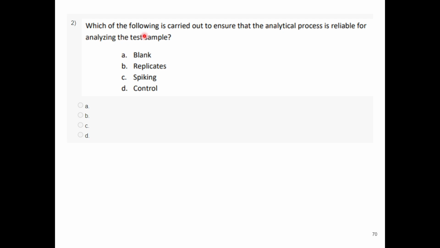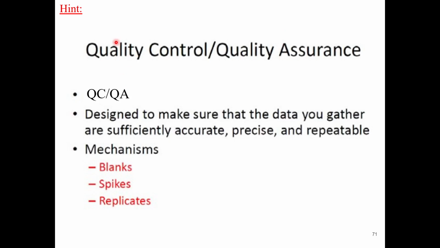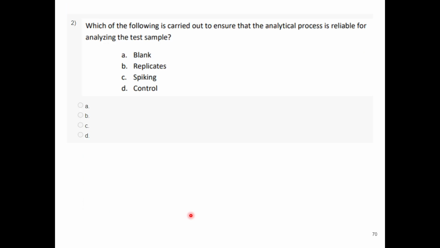Second question: which of the following is carried out to ensure that the analytical process is reliable for analyzing the test sample? A, blank; B, replicates; C, spiking; D, control. The answer to this comes directly from the quality control and quality assurance checks. As you remember, these were designed to make sure that the data gathered are sufficiently accurate, precise, and repeatable. Some of the mechanisms are blanks, spikes, replicates, and also controls.